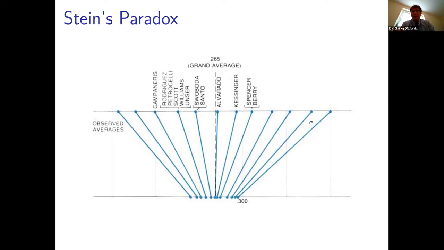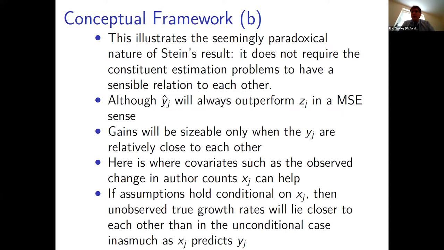Okay, so this illustrates the seemingly paradoxical nature of Stein's result. It does not require the constituent estimation problems to have a sensible relationship to each other, as long as his assumptions hold. Now, this was a shock. And if you look at the secondary literature today, I think people still struggle to gain intuition for why this holds. For today, I'm just going to assume that it does hold, because it does hold, and consider it maybe like the central limit theorem. It's just something that is.